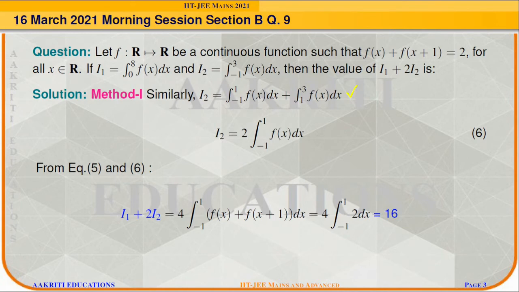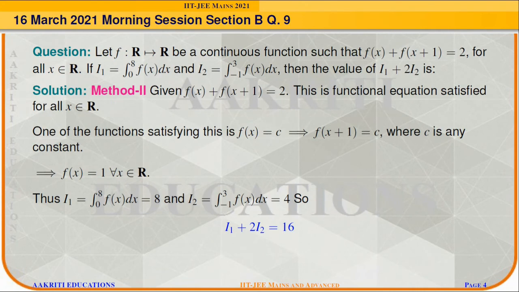Similarly, I2 can be broken into two parts, from limit minus 1 to 1 and from limit 1 to 3. Both of these parts are equal because the function is periodic with the fundamental period 2. Hence, I2 can be simplified as 2 times integration f of x from minus 1 to 1. So, from equation 5 and 6, I1 plus 2 times I2 will be 4 times integration of f of x plus f of x plus 1 from limit minus 1 to 1, which will give the value 16.